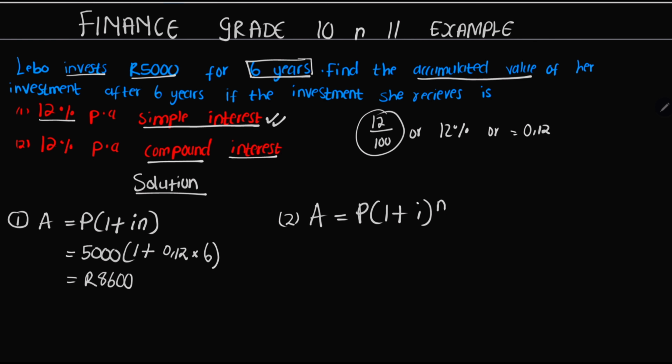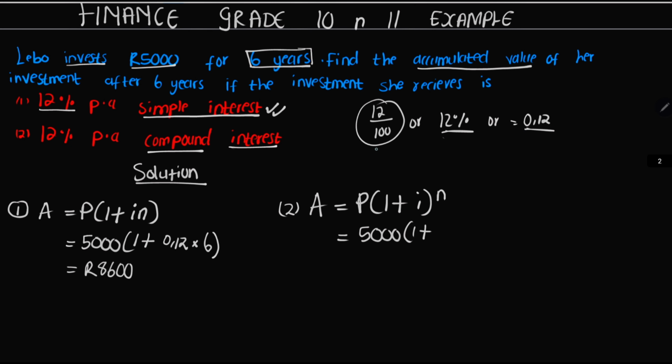So Lebo invests 5,000. Lebo had 5,000 in that specific moment. So that means that 5,000 is her present value. It's the same thing. So it's equal to 5,000, open bracket, 1 plus my interest rate. Remember, the interest rate can be written either like this, or like this, or like this. It really doesn't matter because it's the same thing. Let me just write it as 0.12, close bracket, and the number of years is 6 years.